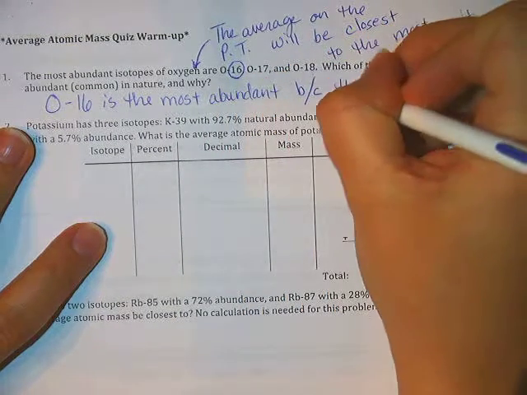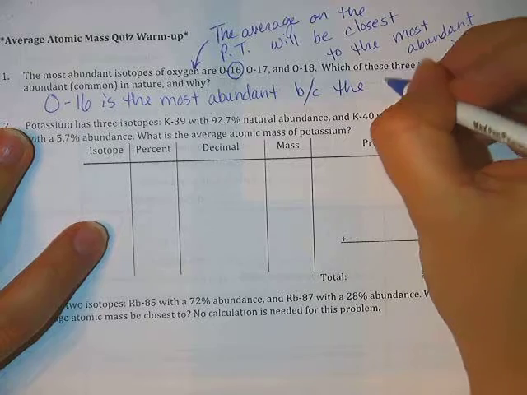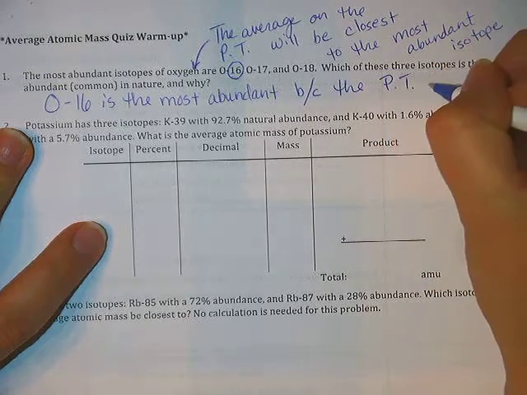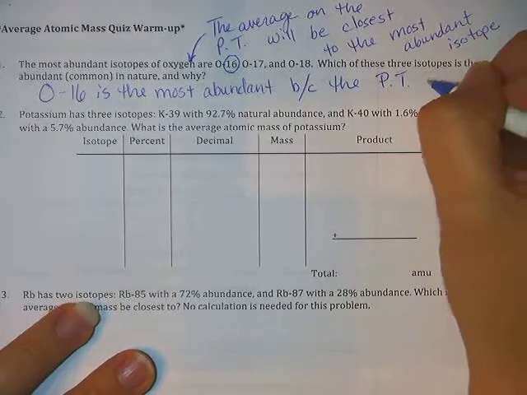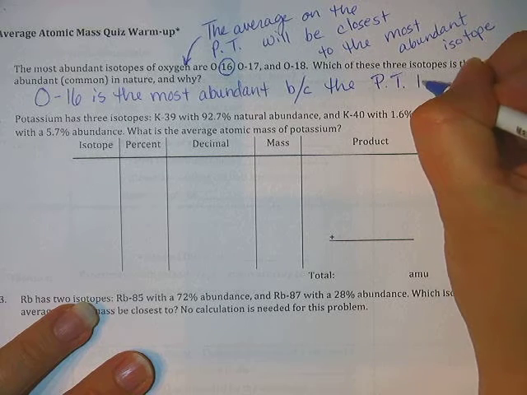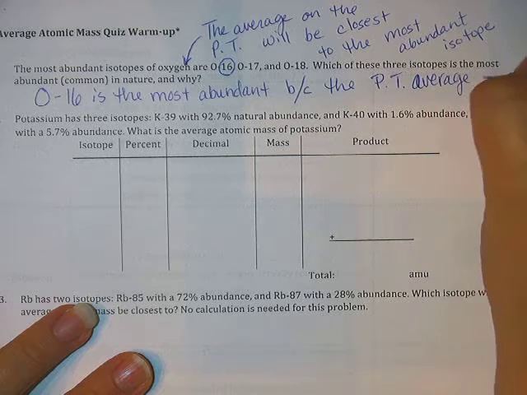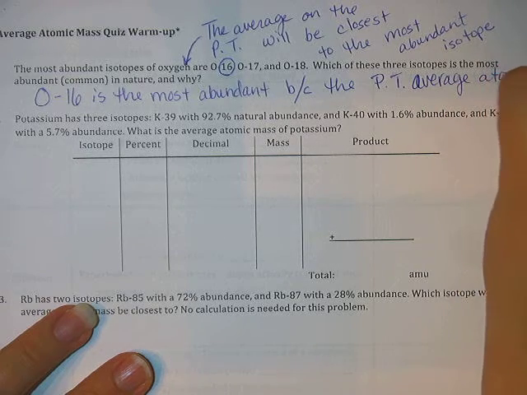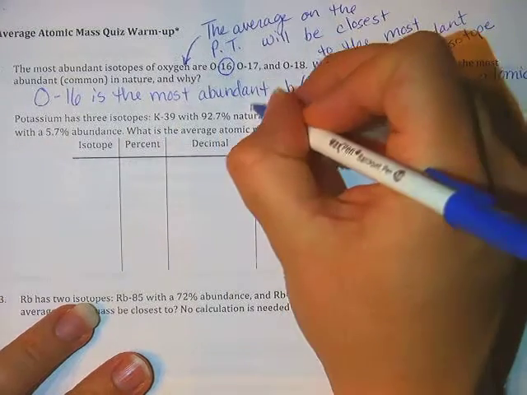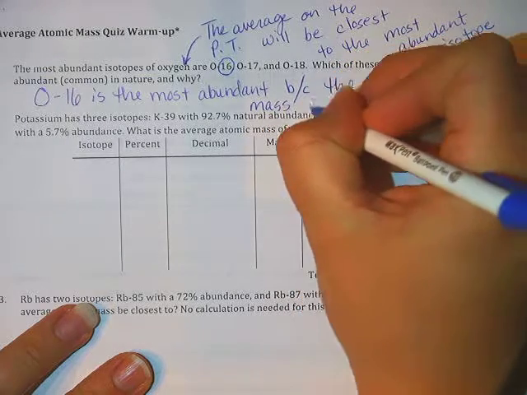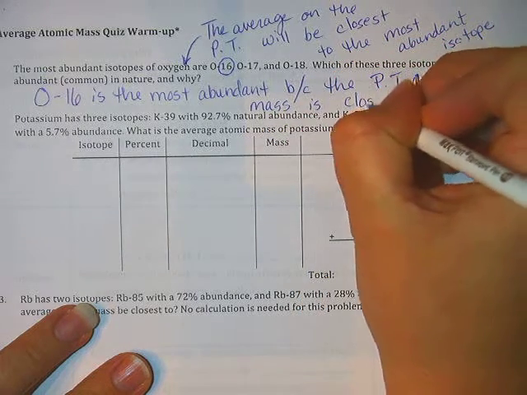Because the periodic table average atomic mass is closest to 16.